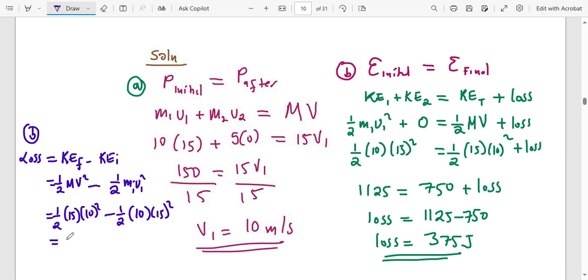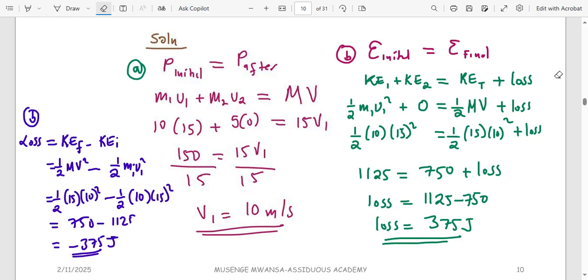So this gives us 750 minus 1125, and that would give us negative 375 joules. So the negative in front means that energy was lost. It doesn't mean that it's different from this answer. It just means that this energy we are talking about is not a gain in energy but a loss in energy. That's why it is negative. Does that make sense? Great.